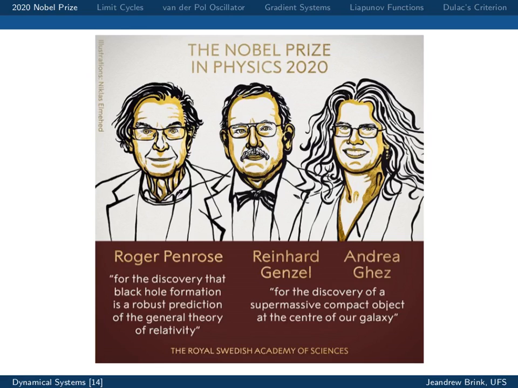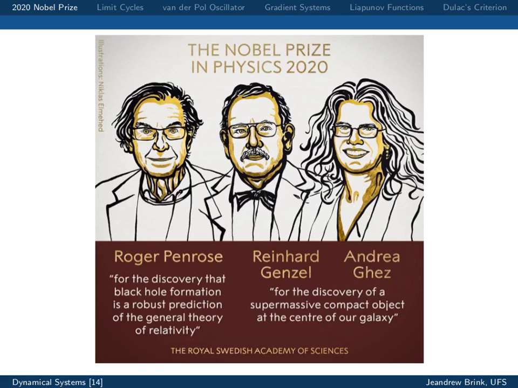So the 2020 Nobel Prize was basically given to Roger Penrose, who discovered black hole formation and proved a lot of theorems that I work on about what relativity predicts for black holes, what it means for the orbits, what it means for causality, whether you can see into a black hole or not. So he did a lot of theorems that way.